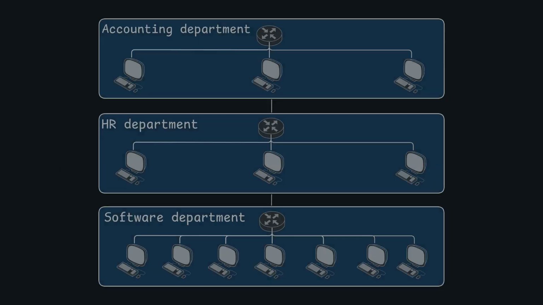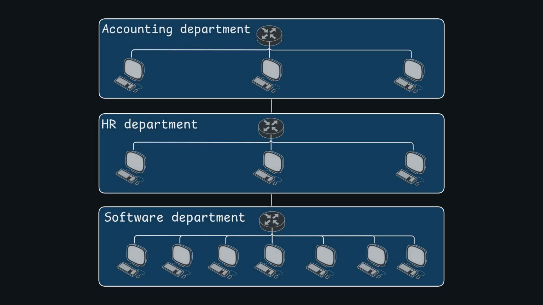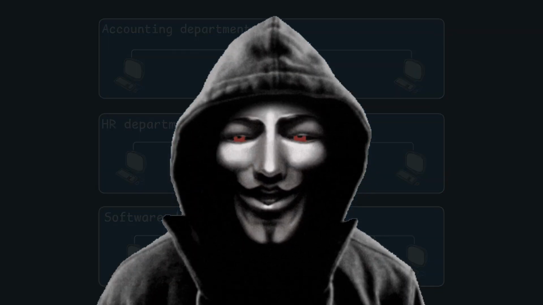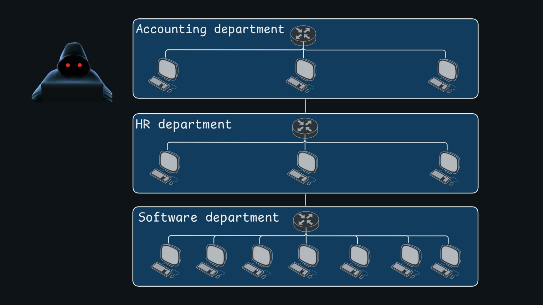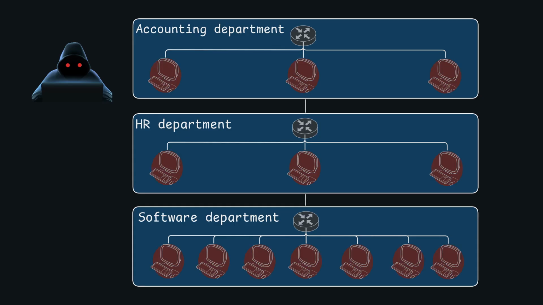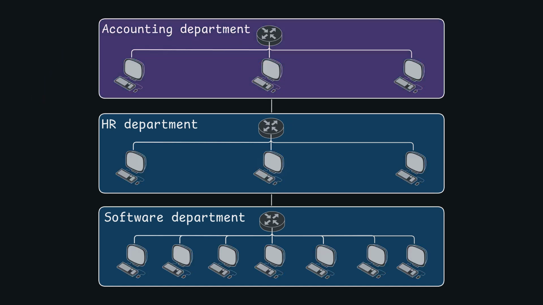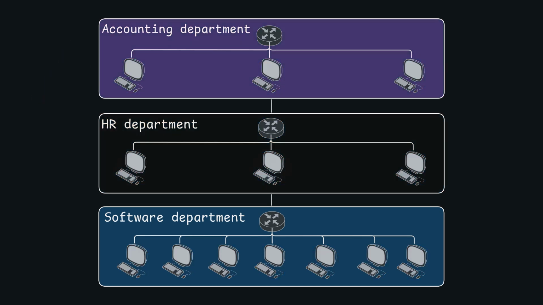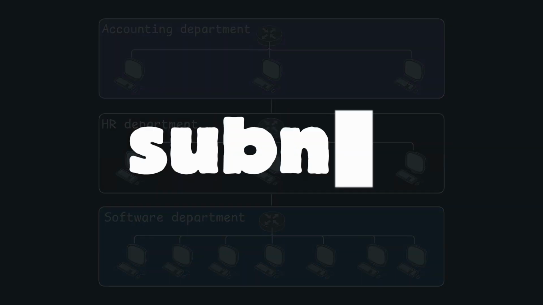But the second, much bigger danger is security. With everyone on the same network, a hacker faces zero barriers. They breach the accounting department and stroll right into HR files and critical servers. The solution? Dividing this massive setup into isolated logical pieces called subnets.